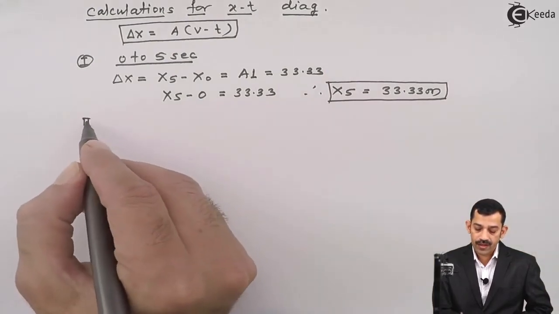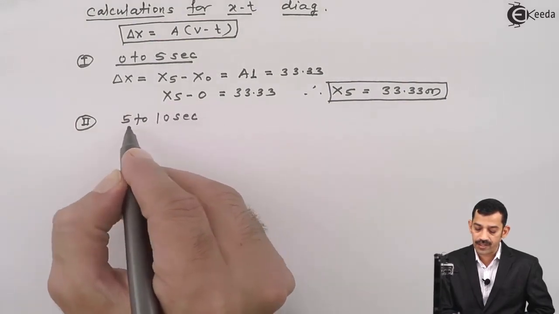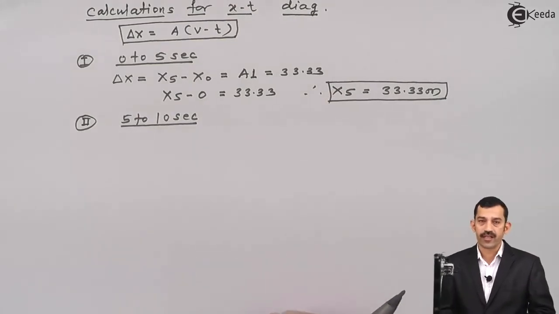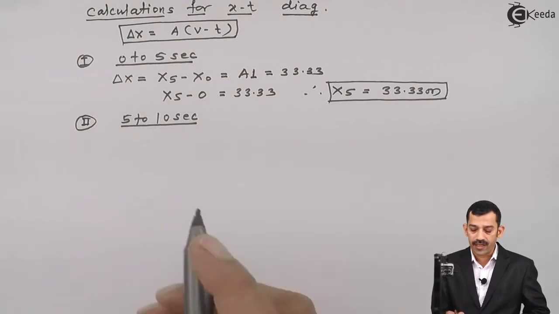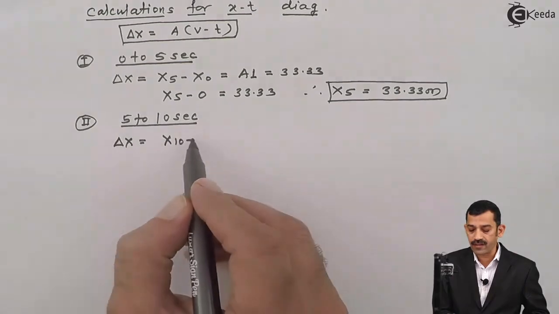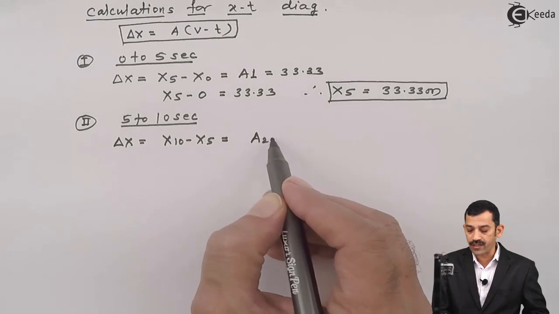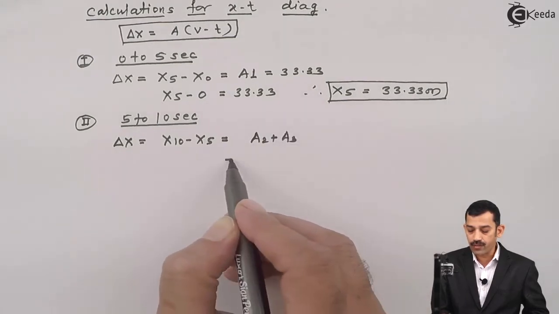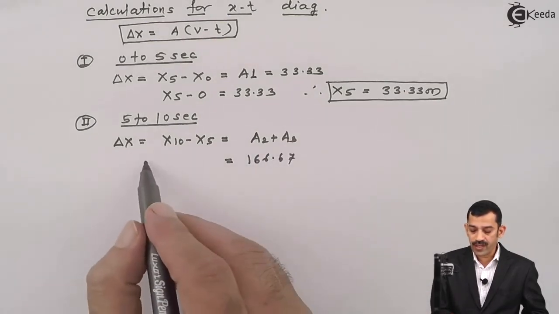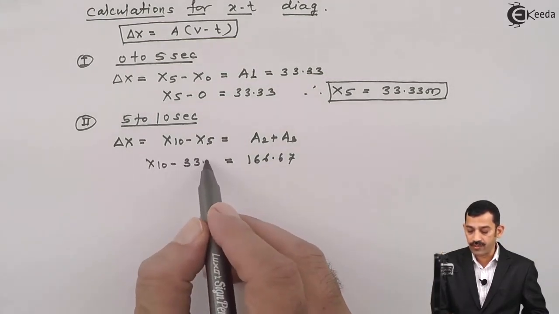Next time interval is 5 to 10 second. In 5 to 10 second, again if you want to find the change in position, it is again delta x equal to area under VT diagram. This delta x for 5 to 10 second we will write as final 10 minus initial 5, and the area from 5 to 10 second is A2 plus A3. A2 plus A3 area, you know, is 166.67. x10 minus the position at 5 second, which is 33.33.